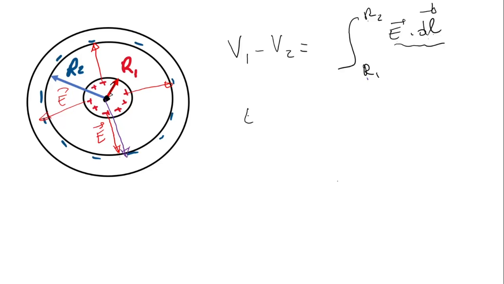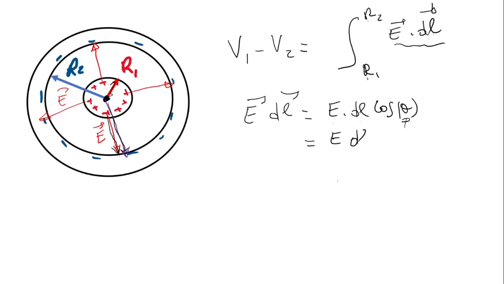That means E dl is E dl cosine of theta, where theta is the angle between the electric field direction and the displacement direction. Between E and dl, there is 0 degrees, and cosine of 0 is just 1. So we have E dl. Now dl is radial, so we put dl as dr. The electric potential V1 minus V2 is just the integral from R1 to R2 of E dr.